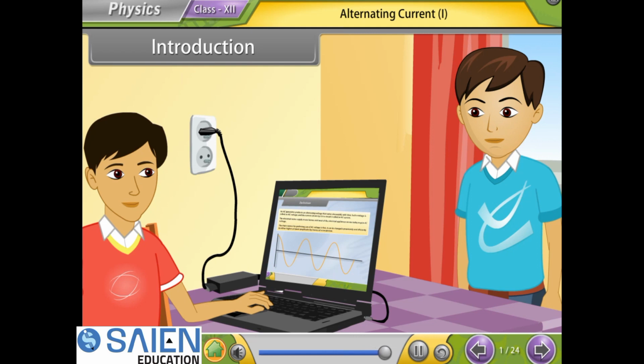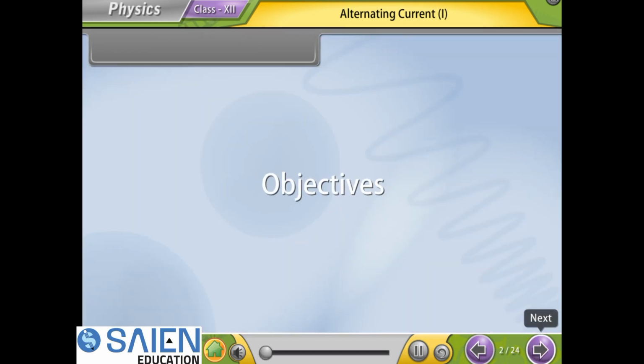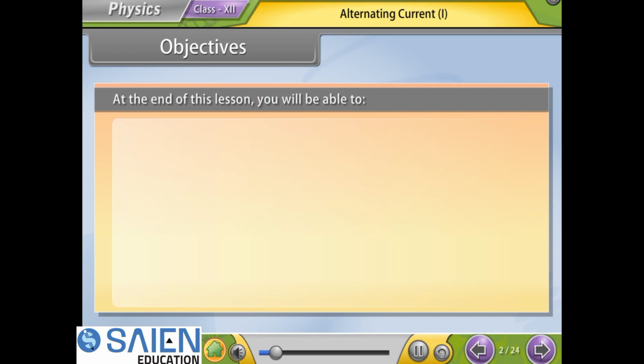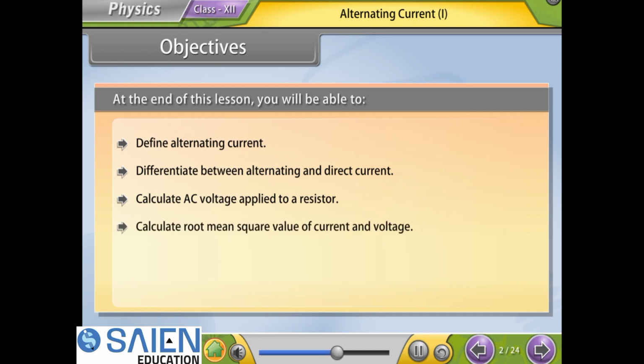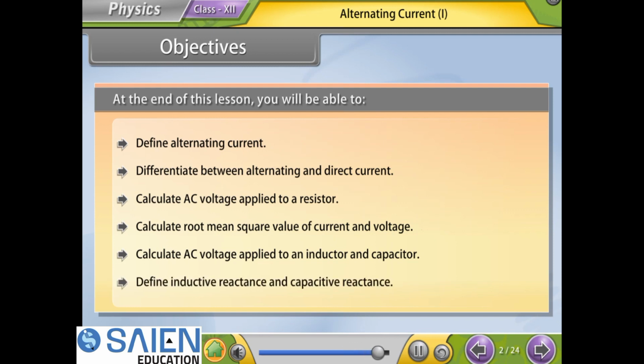Children, today we will study alternating current. Objectives. At the end of this lesson, you will be able to define alternating current, differentiate between alternating and direct current, calculate AC voltage applied to a resistor, calculate root mean square value of current and voltage, calculate AC voltage applied to an inductor and capacitor, define inductive reactance and capacitive reactance.